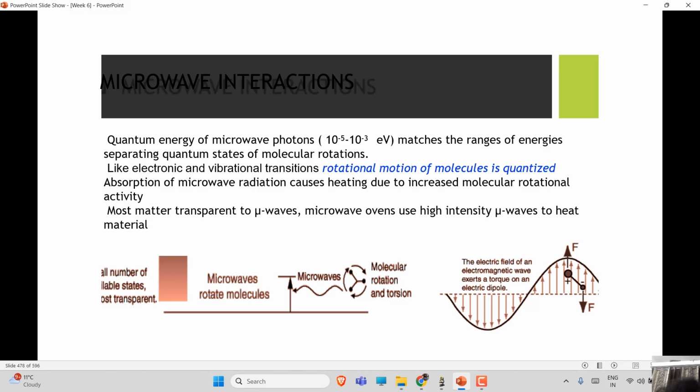The quantum energy of microwave photons matches the ranges of energy separating quantum states of molecular rotations. Like electronic and vibrational transitions, the rotational motion of molecules is quantized. So, absorption of microwave radiation causes heating due to increased molecular rotational activity. Most matter is not transparent to microwaves. Microwave ovens use high intensity microwaves to heat material.